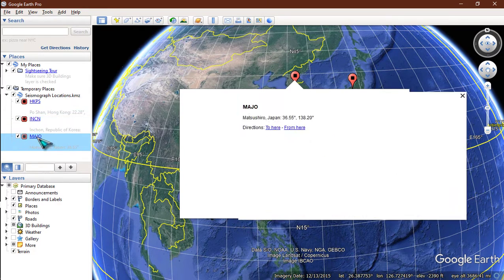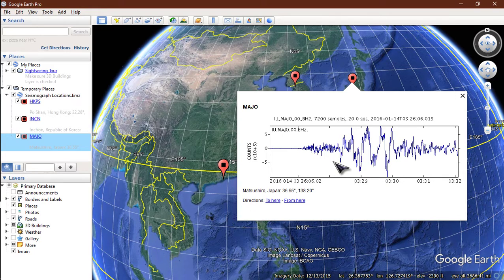And then same goes for Majo. Latitude of 36.55, longitude of 138.20. Determined that because of the fact that these were single second intervals, the arrival time of the P wave, which is this, was about 327, and the arrival of the S wave, which would have been this one, is 328, giving me a difference of 1 minute, which I determined to be about 600 kilometers.